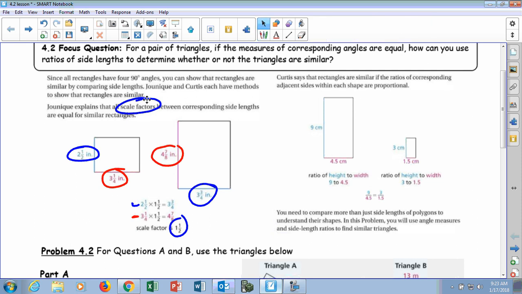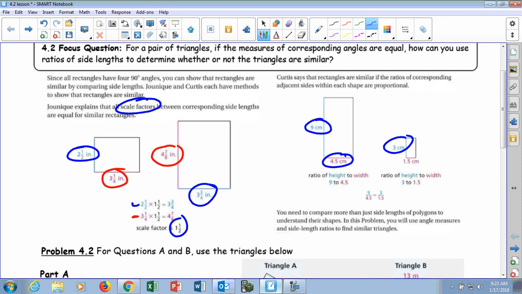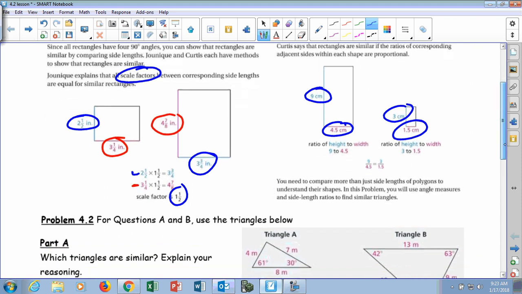Okay. So Curtis says that the rectangles are similar if the ratios of adjacent sides within each shape are proportional. So again, he did the ratio. He did the 9 to the 4.5, right? And the 3 to 1.5. And he got the same ratio. So again, it says you need to compare more than just side lengths of polygons to understand their shapes. In this problem, you will use angle measures and side length ratios to find similar triangles.